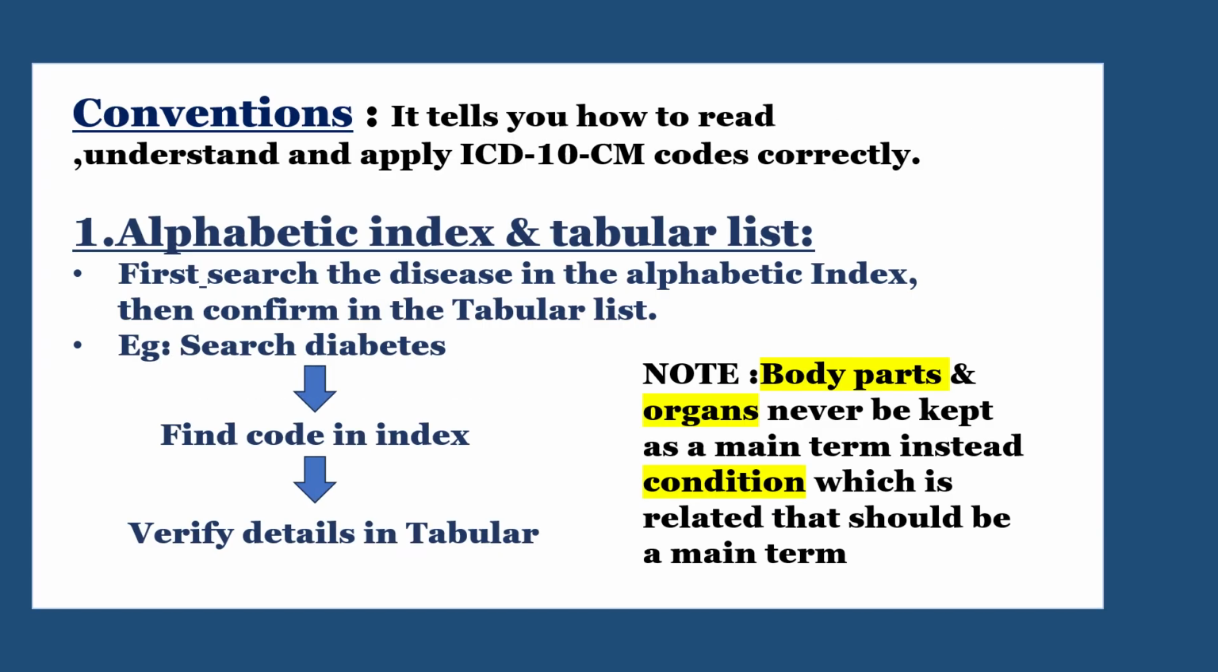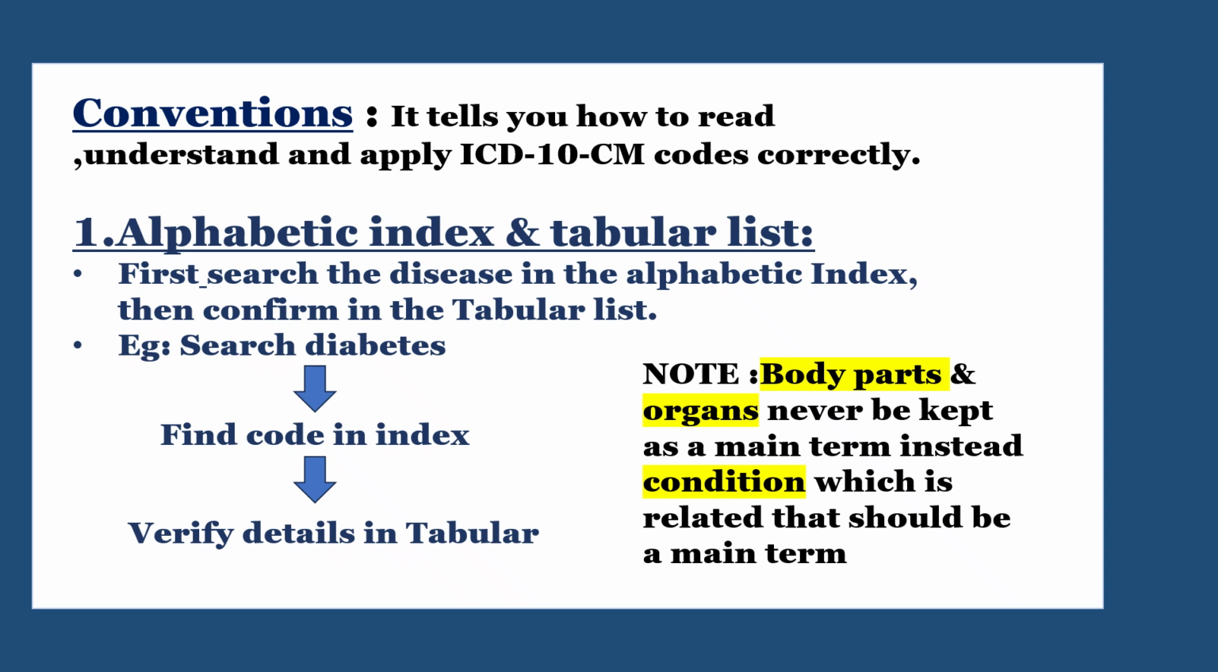Conventions tell you how to read, understand, and apply ICD-10-CM codes correctly. The ICD book has two parts: the alphabetical index and the tabular list. You have to first search for the disease in the alphabetical index and then confirm it in the tabular list. For example, if you search for diabetes, you search the word diabetes in the index in alphabetical order. After finding the code beside diabetes, you have to verify the code in the tabular list.